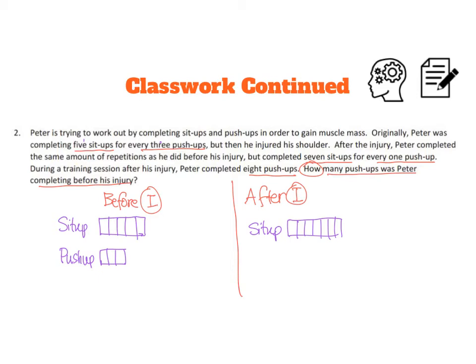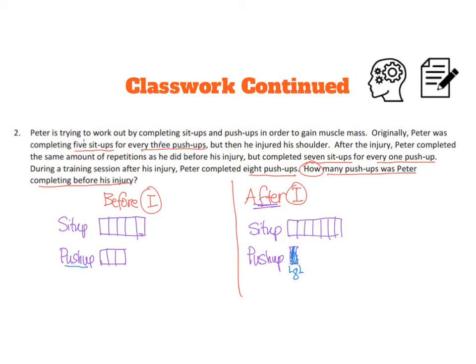And then to 1 push-up because his shoulder hurts. There we go, 1. Now, during a training session after, so I'm over here, after the injury, he completed 8 push-ups. So now I'm going to go in here. So this value right here is 8. He completed 8 push-ups. Okay, so therefore the unit equals 8, and they want to know how many push-ups Peter was completing before his injury.